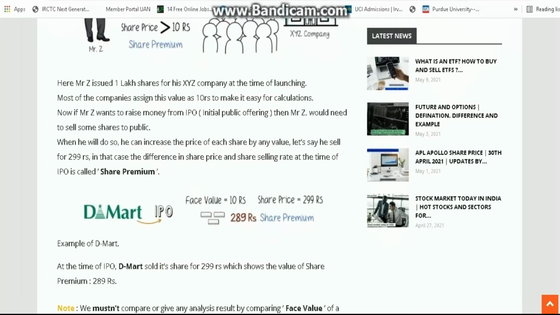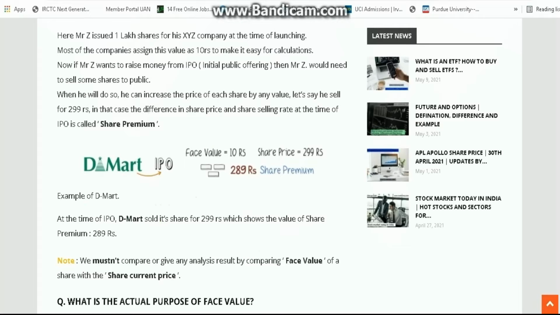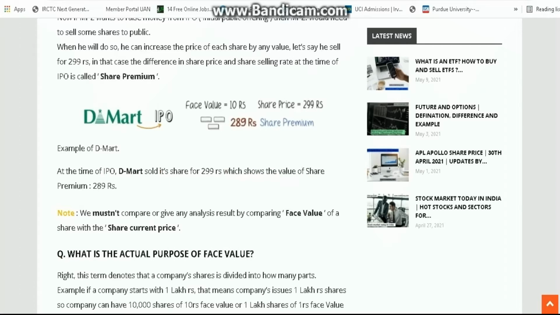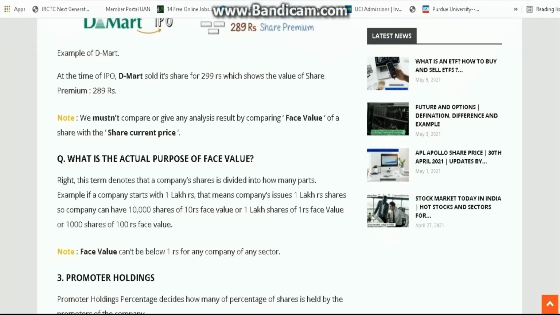Here you can see the example of DMart. At the time of the DMart IPO, the share price was 299 rupees and the face value was 10 rupees. So the share premium of DMart at the time of IPO launch was 289 rupees. So this was the live example of face value.